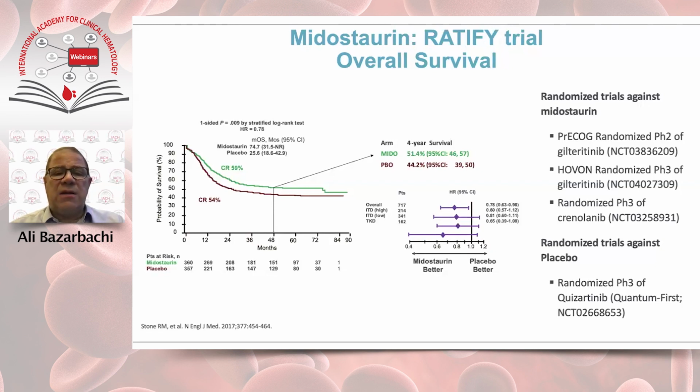So this study was stratified by the type of mutation, and you can see that the benefit from midostaurin was seen for patients with FLT3 ITD high allelic ratio, FLT3 ITD low allelic ratio, as well as for FLT3 TKD.